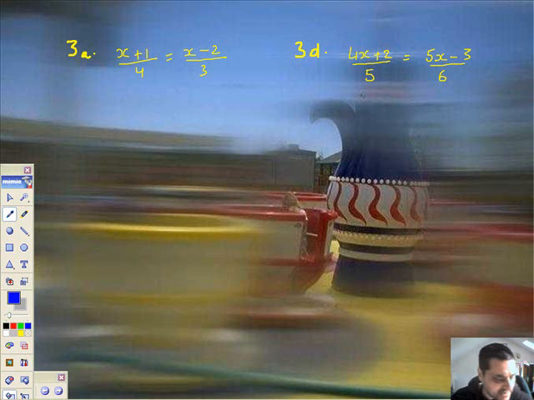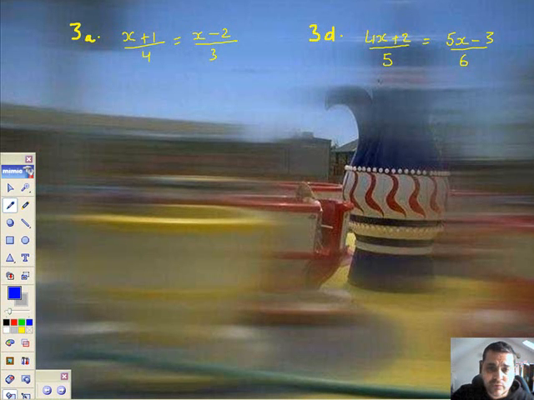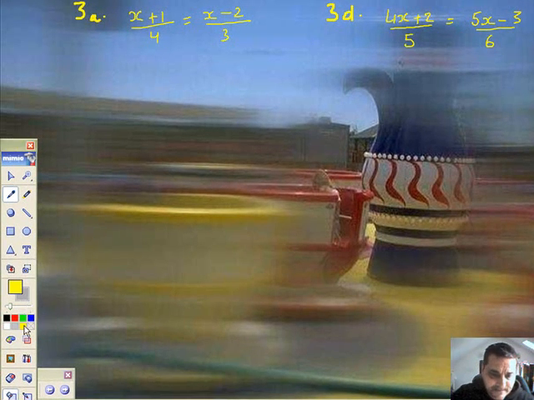So question 3 then, into the grade B zone here. I've written them out already just to save time. It says solve these equations. In other words, find the value of x. So (x plus 1) divided by 4 is the same as (x take away 2) divided by 3. Trial and improvement, don't ever do it.